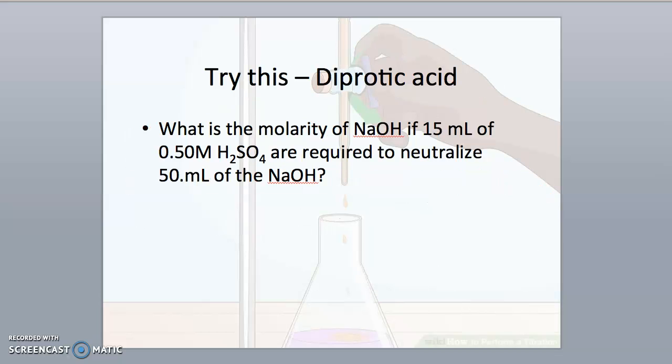We're going to wrap up this mini lecture with some homework. This problem is looking for molarity. Start with a balanced chemical equation and see if you can get 0.30 molar for a result.